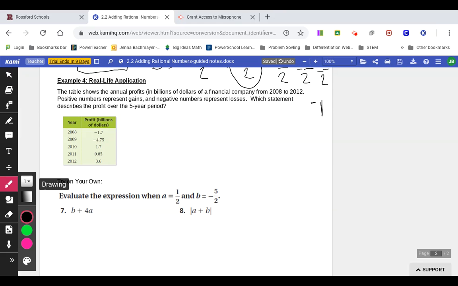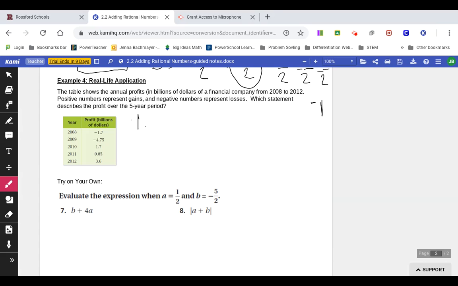Example 4, real life application. The table shows the annual profits in billions of dollars of a financial company from 2008 to 2012. Positive numbers represent gains and negative numbers represent losses. Which statement describes the profit over the 5-year period? On this, there's no statements given, so the question I really want to ask is, what was the profit of the 5-year period? So when I look at that table, I'm going to add up the decimals that look like each other. So I see 2 negative decimals, so I'm going to add those together.